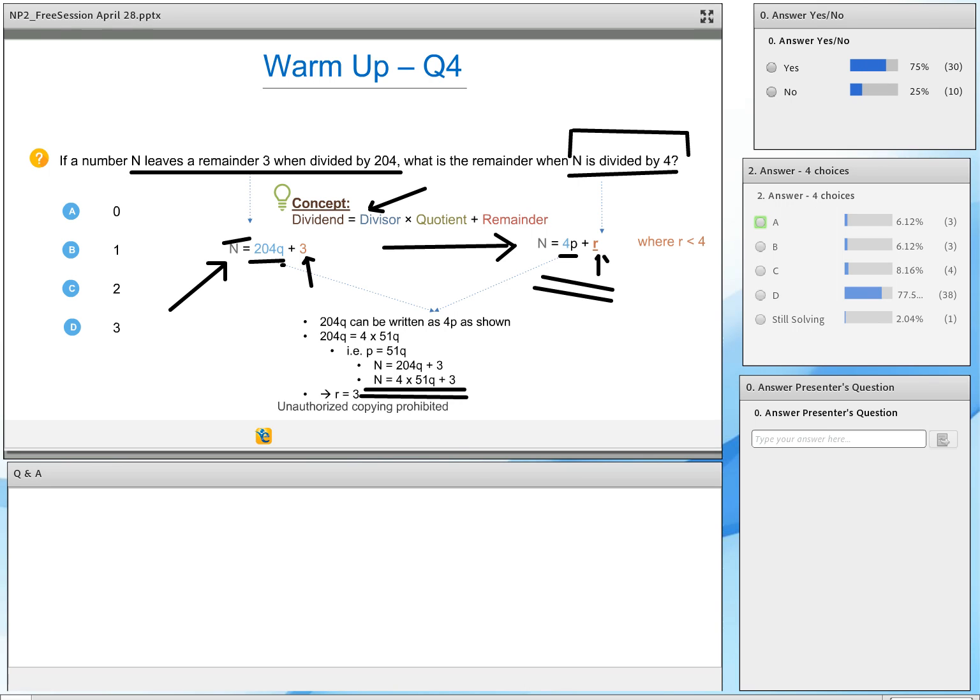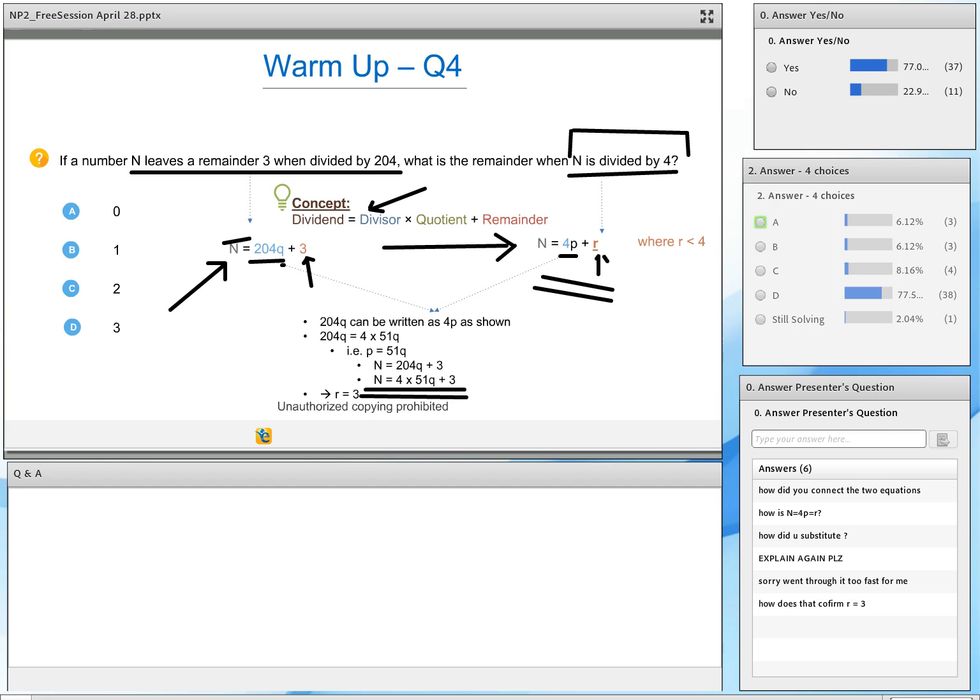Okay, there are a few students who are not getting the method. Tell me what your doubt is. All right, I don't see anyone typing here. How does that confirm? How did you connect the two equations? Okay, please explain again. Okay, so I'm going to explain this one time more.